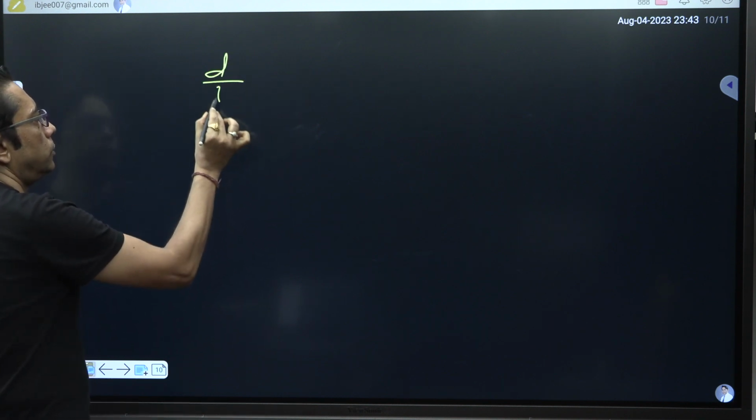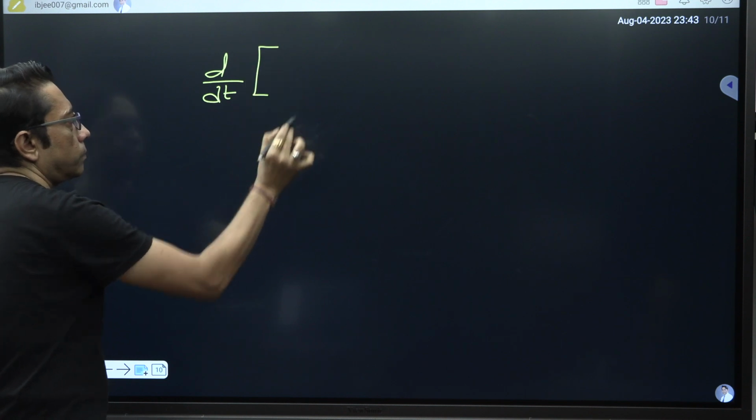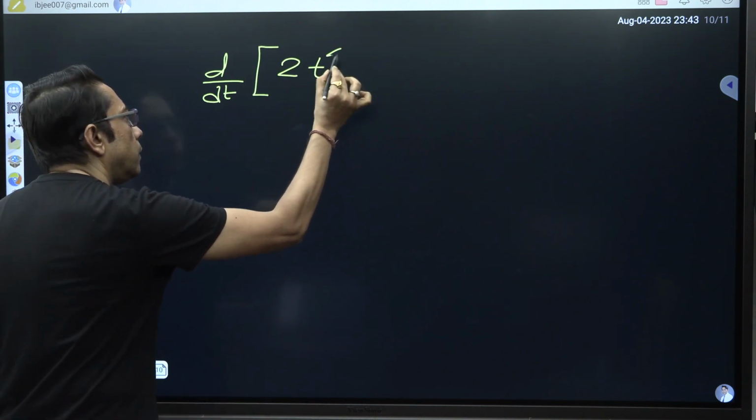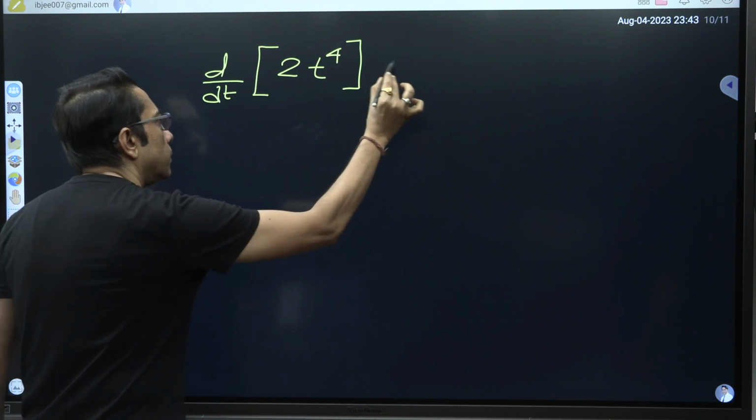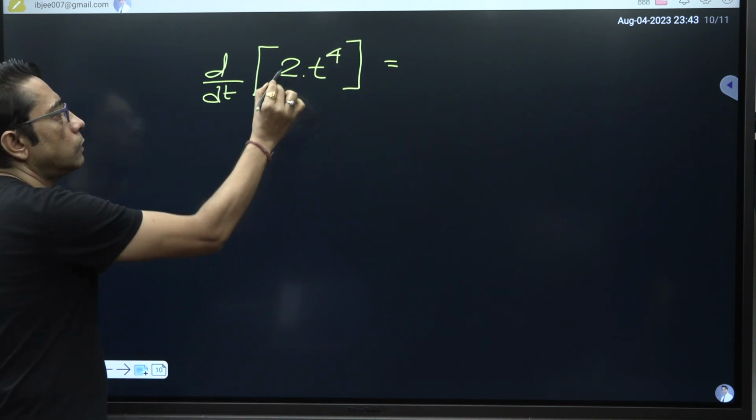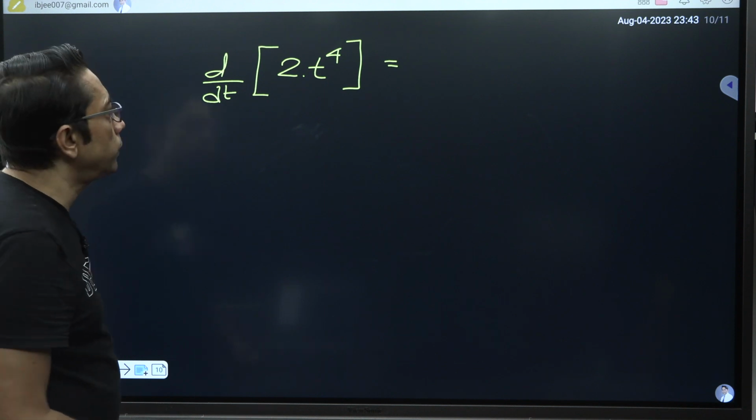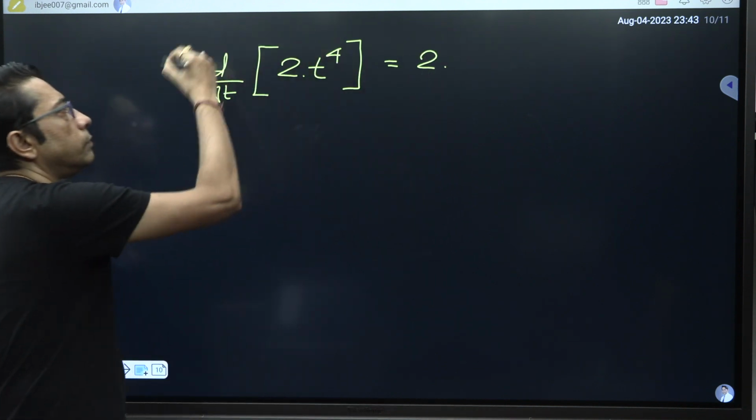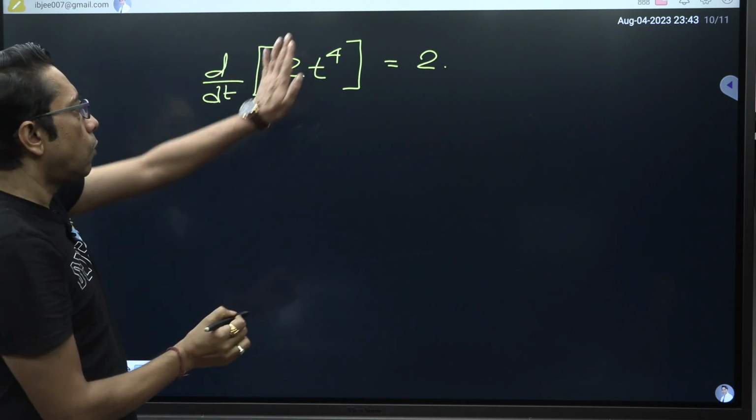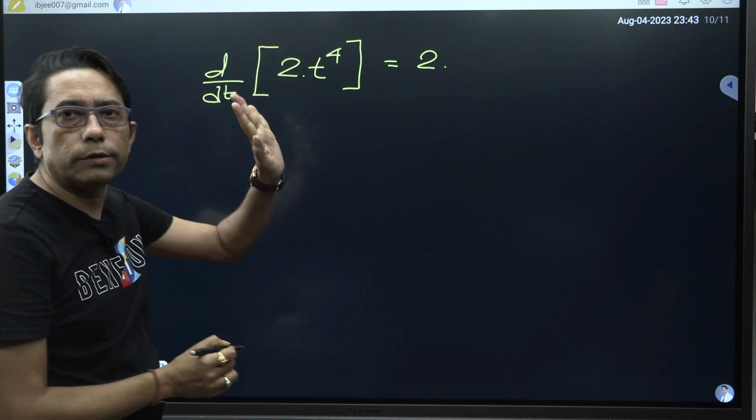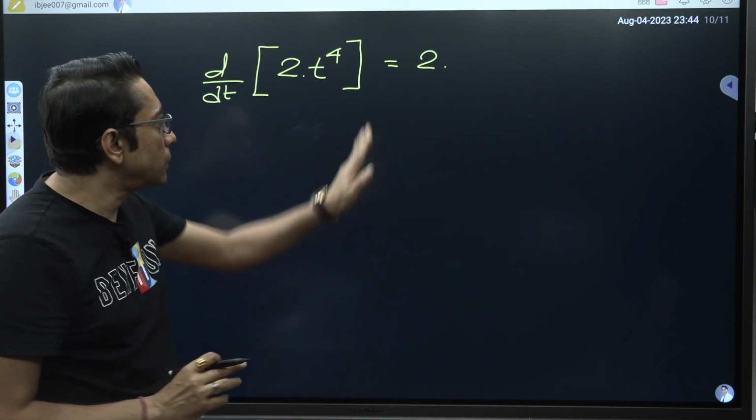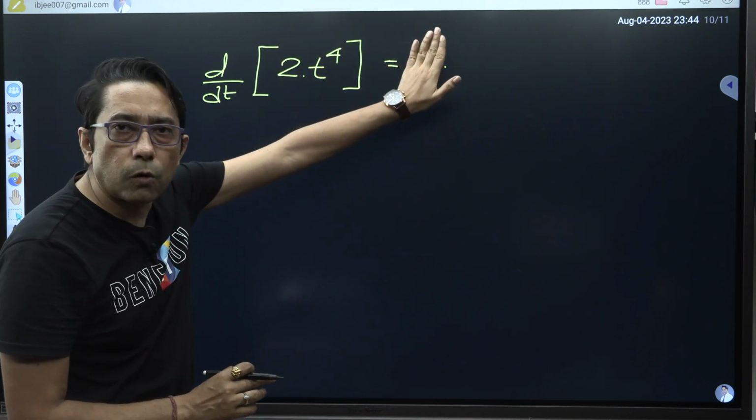If we differentiate something, say 2 t to the power 4, what does it mean? It means a constant. 2 is a constant. 2 remains 2, then t to the power 4. Now 2 comes out of the process. This is a constant. Constant has nothing to do with rate of change because constant is not going to change. That's why constant stays as a constant.